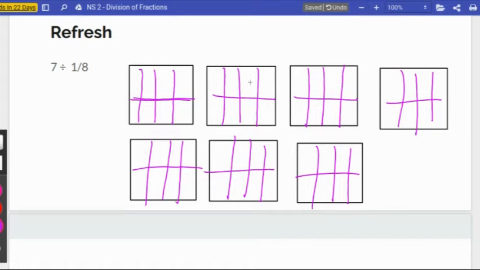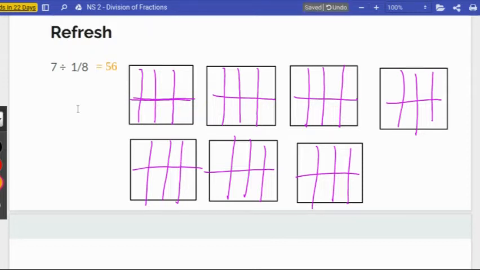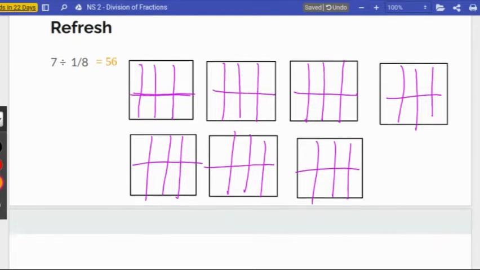So there's 8, 16, 24, 32, 40, 48, 56. So there are 56 1/8 in 7. So my correct answer would be 56. 7 divided by 1/8 is 56.